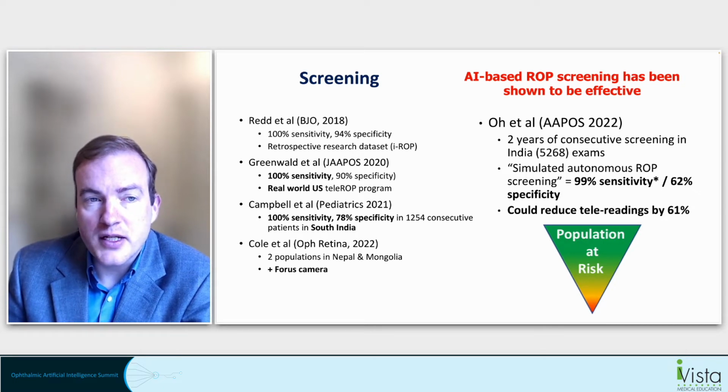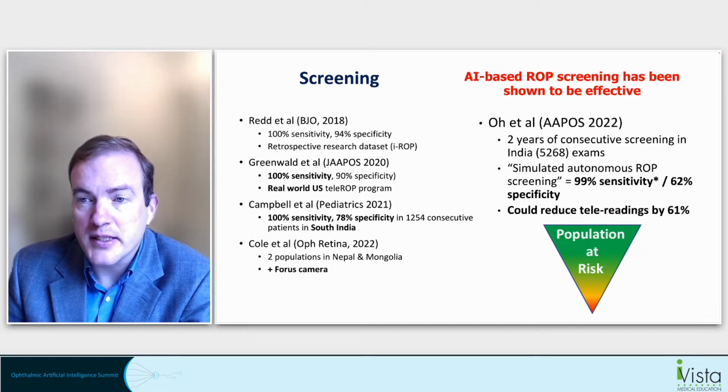As I shift towards talking about screening, we've shown in several different populations that AI-based screening could work effectively in practice. So Greenwald et al. looked in the US telemedicine data set. In the paper in Pediatrics, we looked in India from 2015 to 2017 in 1,254 consecutive exams. Cole et al. showed it in Nepal and Mongolia, and importantly, this was on a separate camera system in Nepal, using the Forus camera, which is relevant because this is a much more available camera in the low and middle income country setting.